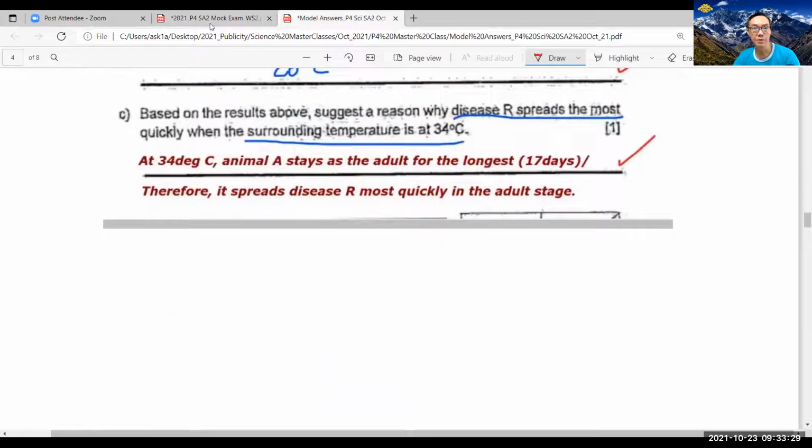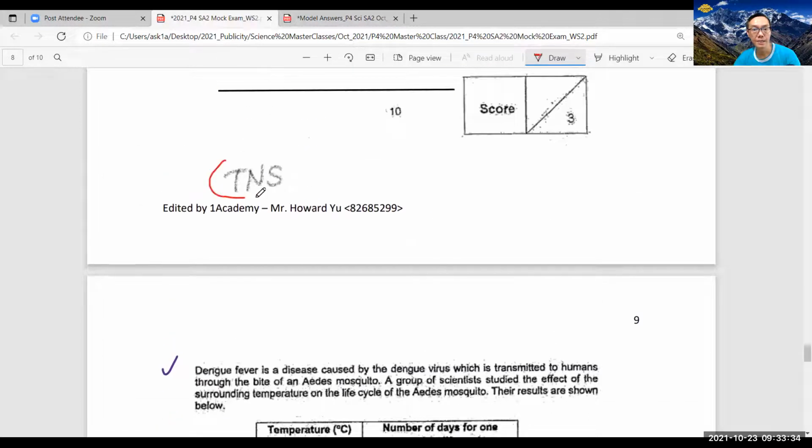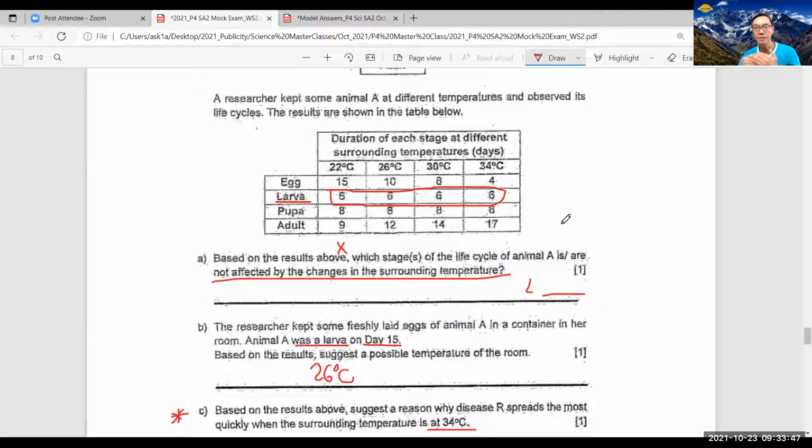Let's move on to the next question. This actually appeared in a school's prelims paper this year, P6. But bear in mind, this is even P3 learning, the life cycle of mosquito. So this question combines conceptual understanding in P3 life cycle together with experimental data analysis. That's why MOE focuses a lot on this process skill teaching.